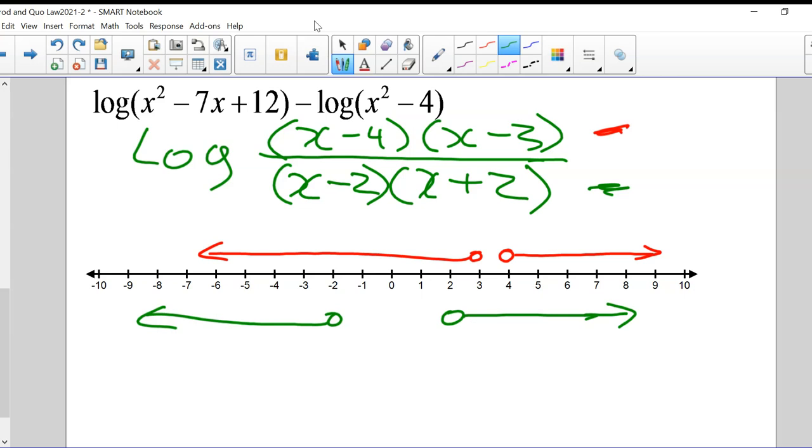Everybody see what's going on here? Let me say it again. Anything to the left of minus 2 is good. There's a big gap here, nothing going on here. Anything between 2 and 3 is good. Another big gap, another gap right here. Anything greater than 4 is also good.